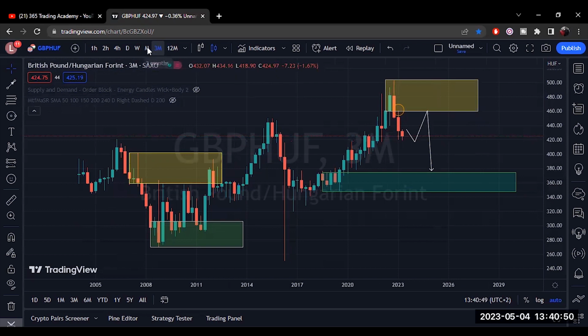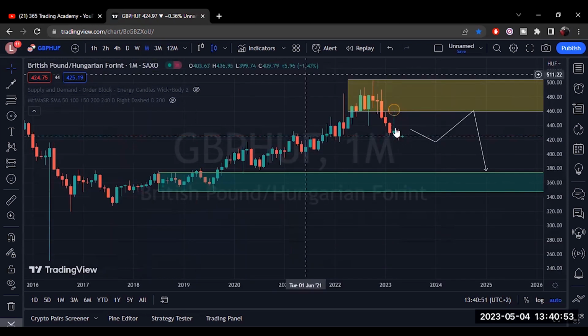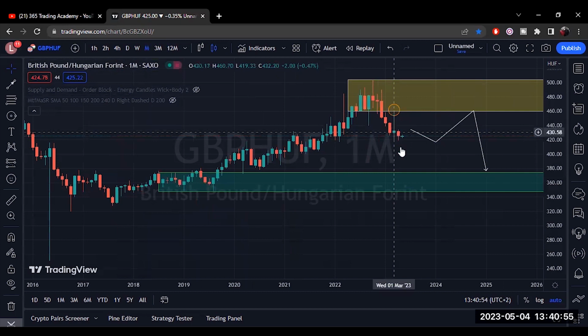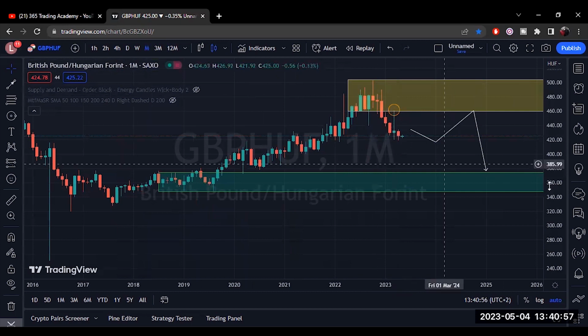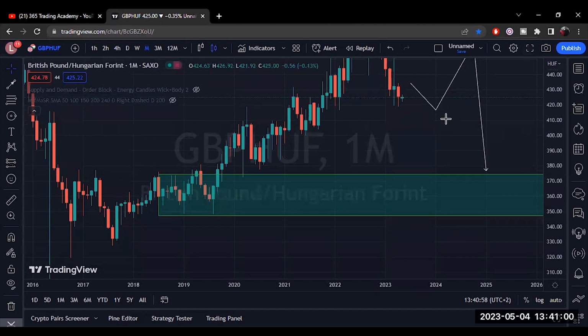But on the monthly time frame, it's like, dude, this move has already started to happen. It happened 2 months ago. In March of 2023, markets came back for a fresh touch, right? And now we expect price to continue the downside.